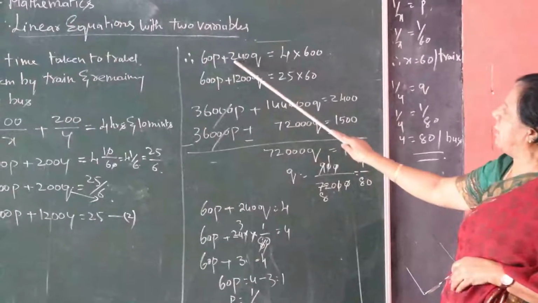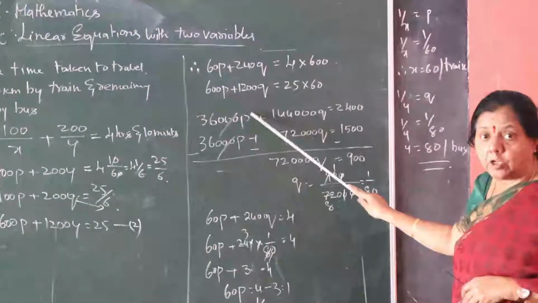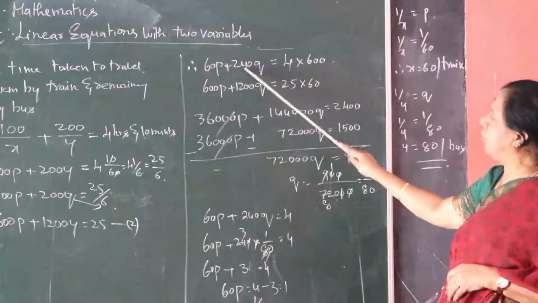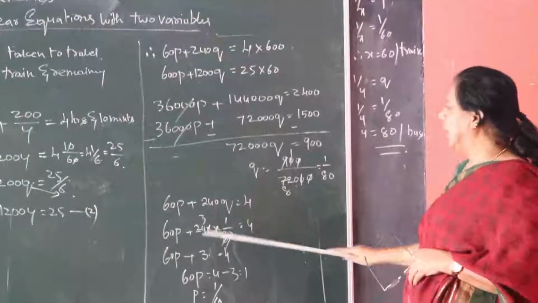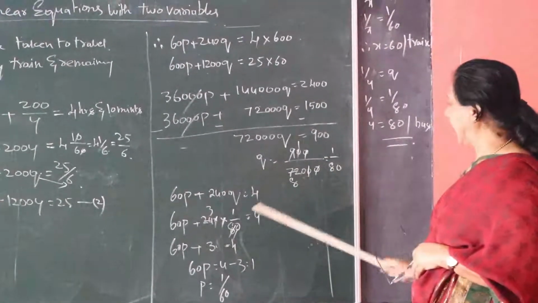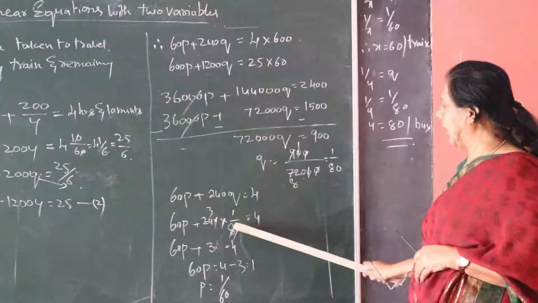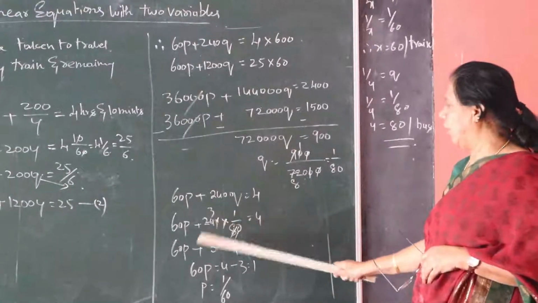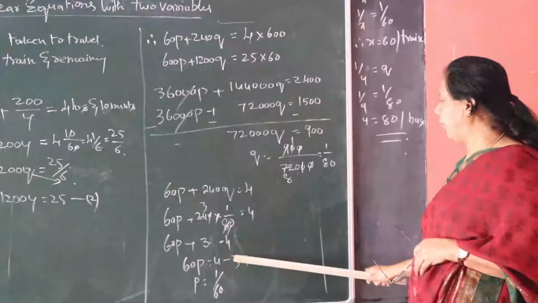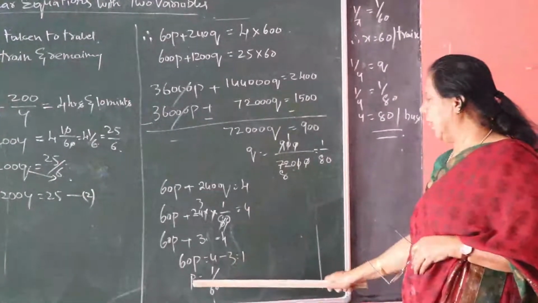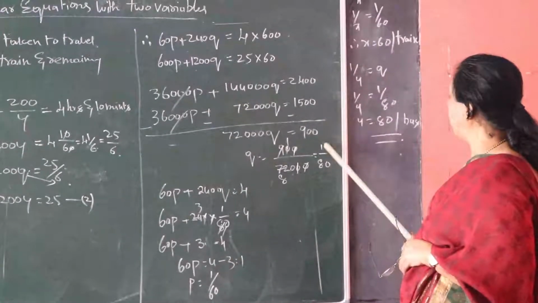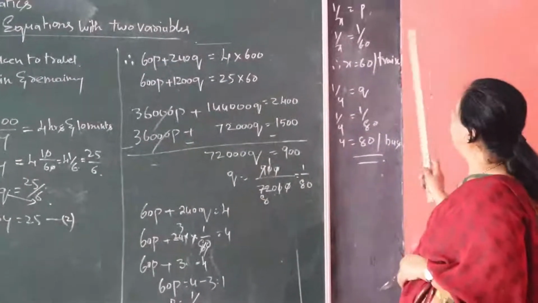So take a simple equation: 60p plus 240q is equal to 4. 60p plus 240 into the q value 1 by 80. 0 cancel, 3 times 8 is 24. 60p plus 3 is equal to 4. 60p is equal to 4 minus 3 is equal to 1. Therefore p is equal to 1 by 60. q is equal to 1 by 80.